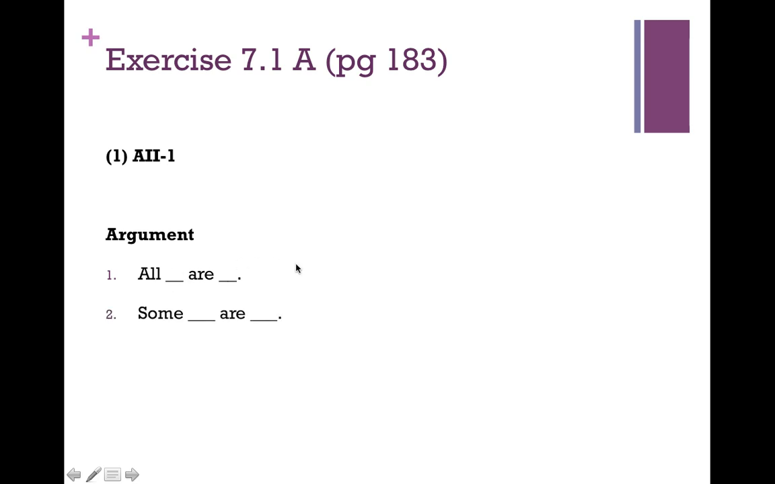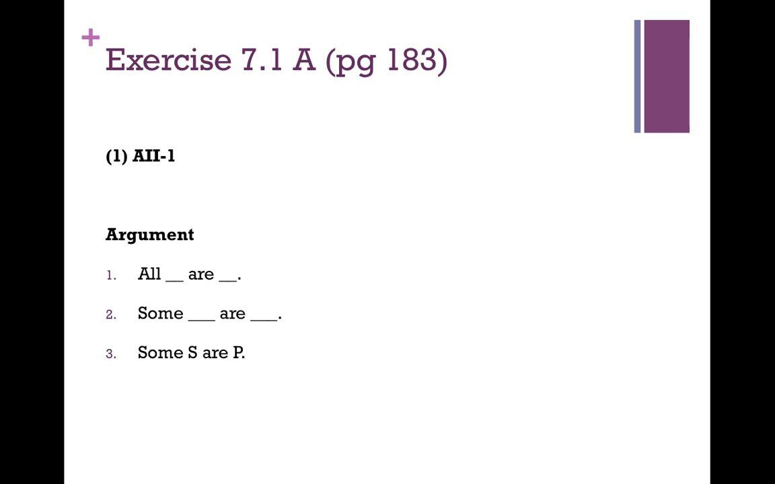Then we know I represents some. Again, we don't know if the subject is going to be the minor term or the middle term. And then we have I. And so we know that the last proposition, the conclusion, is going to be some S is P. We know that because S is always the subject of the conclusion and the predicate is always P.